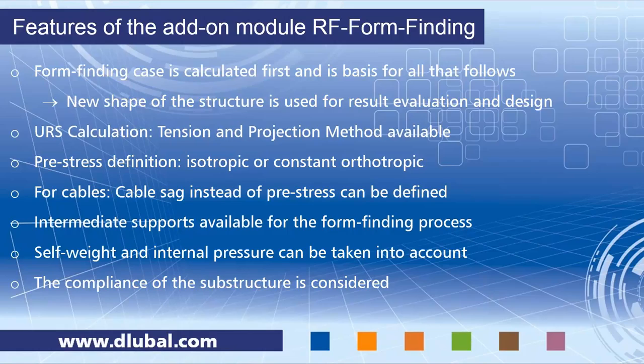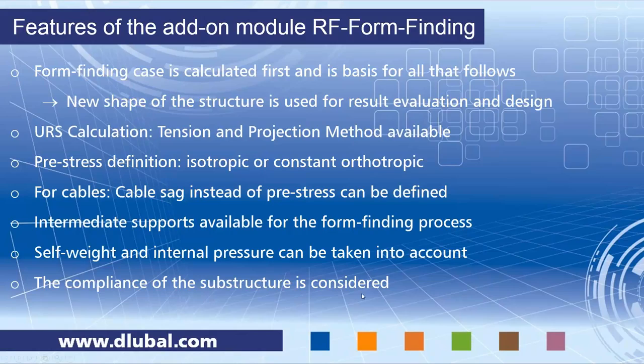Then you have the URS calculation. That's what I said already. We have both methods available in RFEM. We have two different pre-stress definitions available, isotropic or constant orthotropic, which are then adjusted during the iterative process. For cables, you can also define a cable sag instead of the pre-stress. So you can define the final form that you want to see instead of the pre-stress.